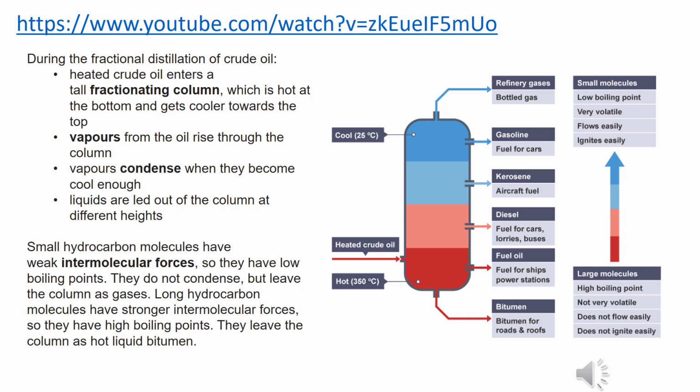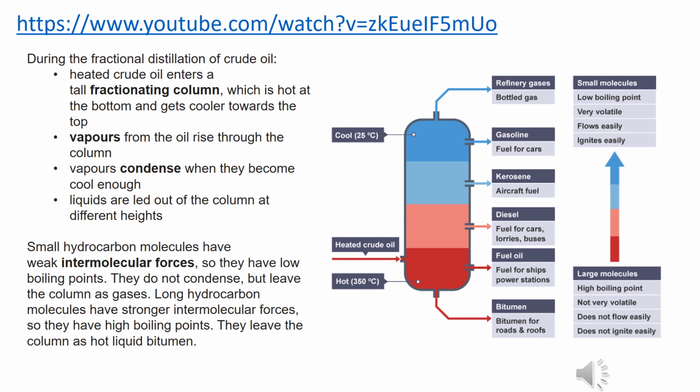Small hydrocarbon molecules have weaker intermolecular forces, so they have low boiling points. They do not condense but leave the column as gases. Long hydrocarbon molecules have stronger intermolecular forces, so they have high boiling points. They leave the column as hot liquid bitumen, as shown on this diagram. Basically, this diagram summarizes the main fractions from crude oil, their uses, and the trends in properties.